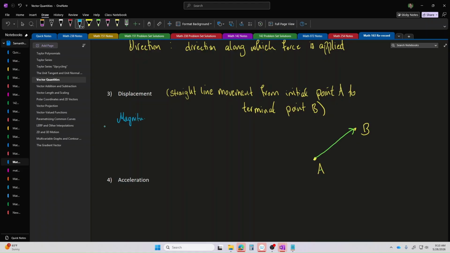The magnitude is telling you the length of this green arrow that we've drawn, in other words, the distance that's separating your initial and your terminal point. And the direction associated with the displacement vector is the direction you have to travel to get from point A to point B, in other words, the direction of this green arrow.